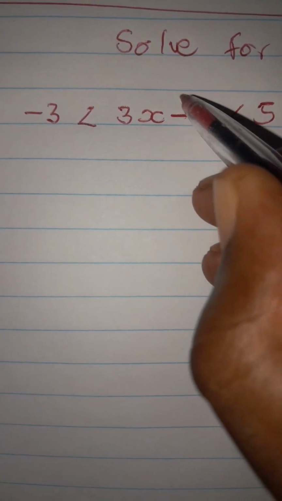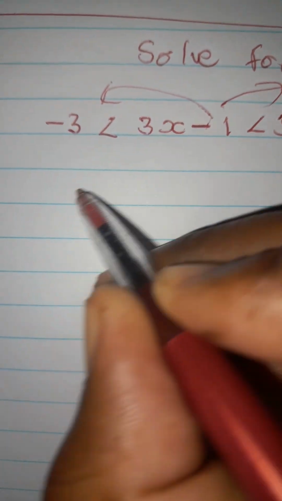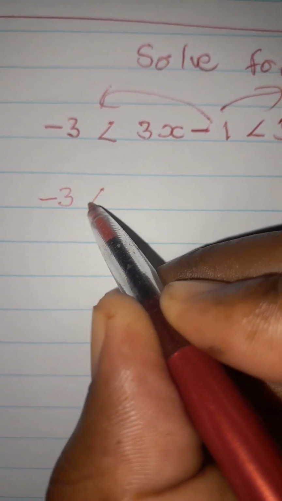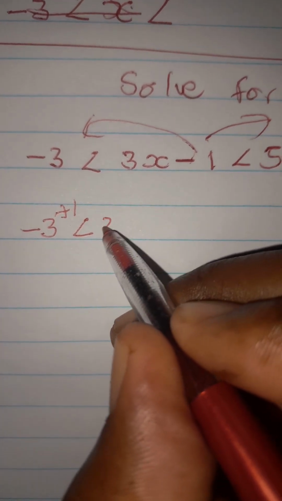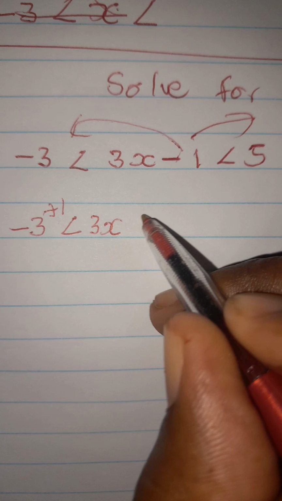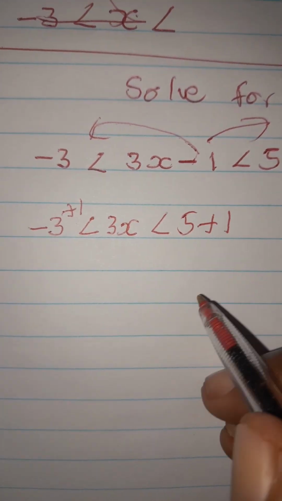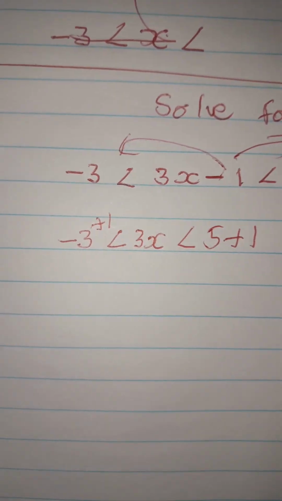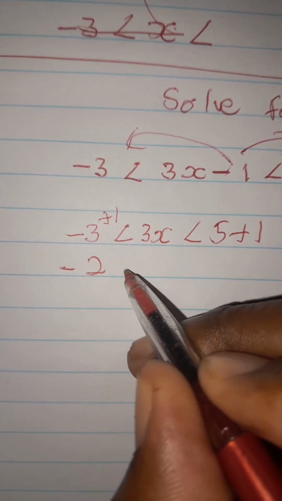So what we could do is to take 1 and transpose both sides, so that we make 3x the subject. So -3, let's take 1 to the other side. It will be -3 plus 1, and we have 3x here. Similarly, we are going to add 1 to both sides. What you do on the left must be done on the right hand side. -3 plus 1 is the same as 1 minus 3, which is -2, right?